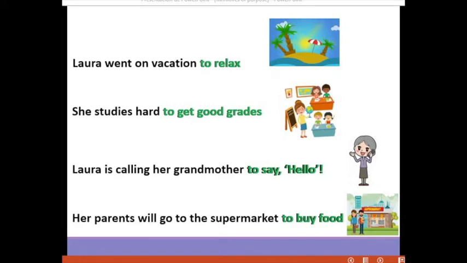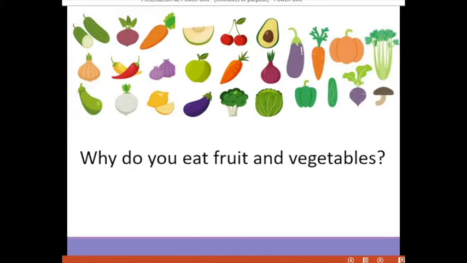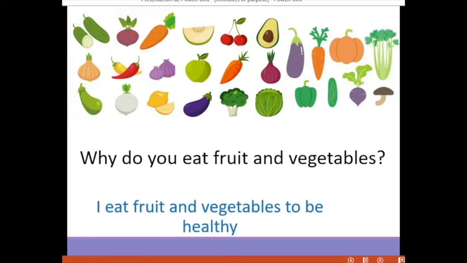Let me show you another example. Tell me, do you like fruit and vegetables? Do you eat fruit and vegetables? Why do you eat fruit and vegetables? What is the reason? I eat fruit and vegetables to be healthy. What is the reason for me to eat fruit and vegetables? Is to be healthy. Healthy, in good condition.